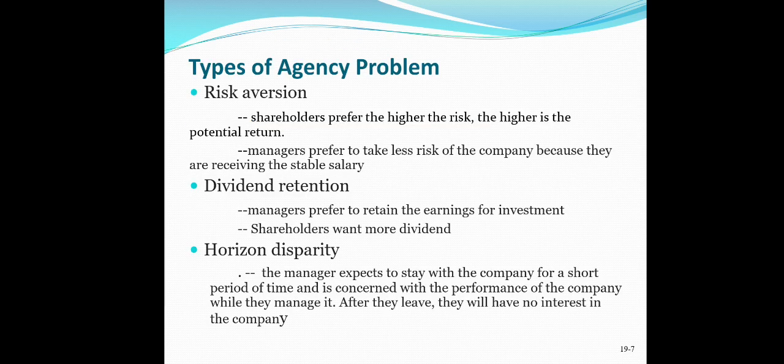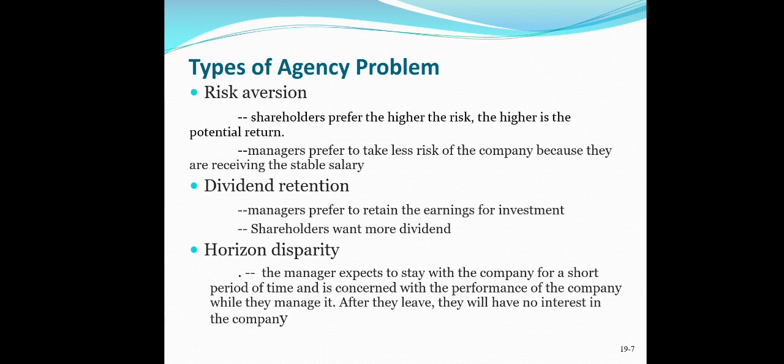Okay, according to the agency theory, there are several types of agency problem. It means that according to this theory, the relationship between the principal and agent has several problems. Okay, the first one is called risk aversion. The shareholders or board of directors prefer high risk because high risk is associated with high return.